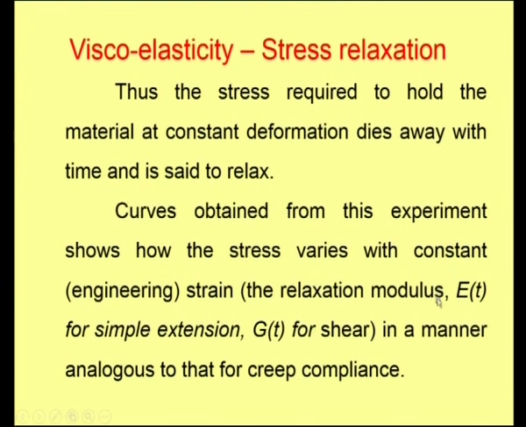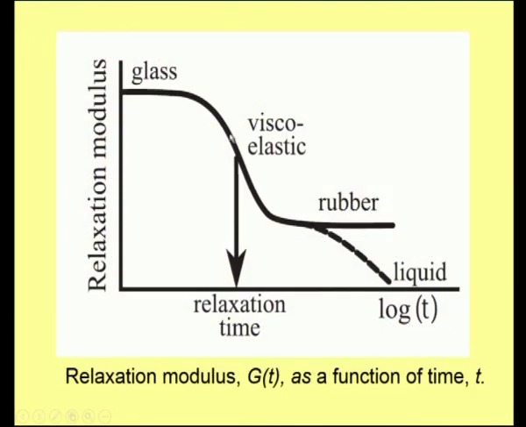This parameter is called the relaxation modulus if it is in the form of elongation, and if the measured one is shear, then it is called the shear modulus. This relaxation modulus E of t and the shear modulus G of t are similar to creep compliance.